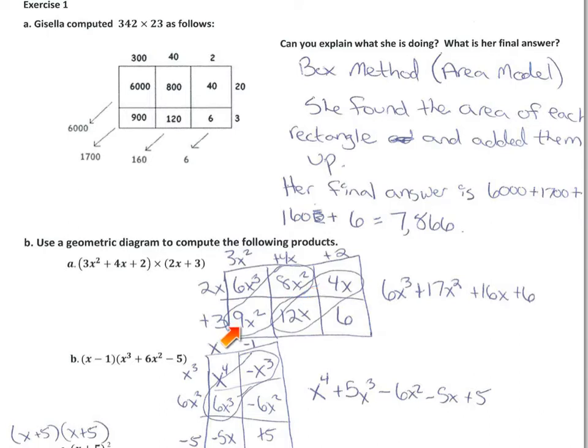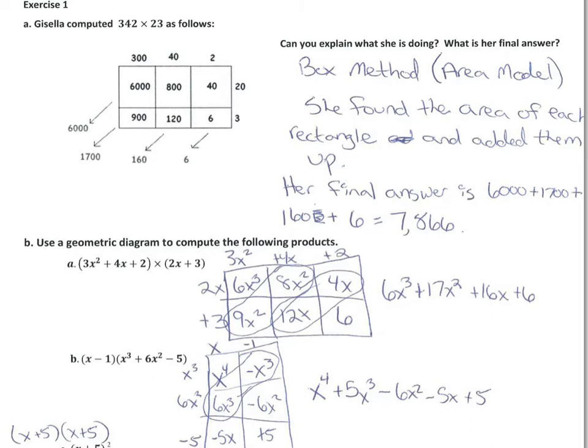3x squared times 3 is 9x squared. 4x times 3 is 12x. 2 times 3 is 6. I saw I had some like terms. When I add them up, I get 6x cubed plus 17x squared plus 16x plus 6.